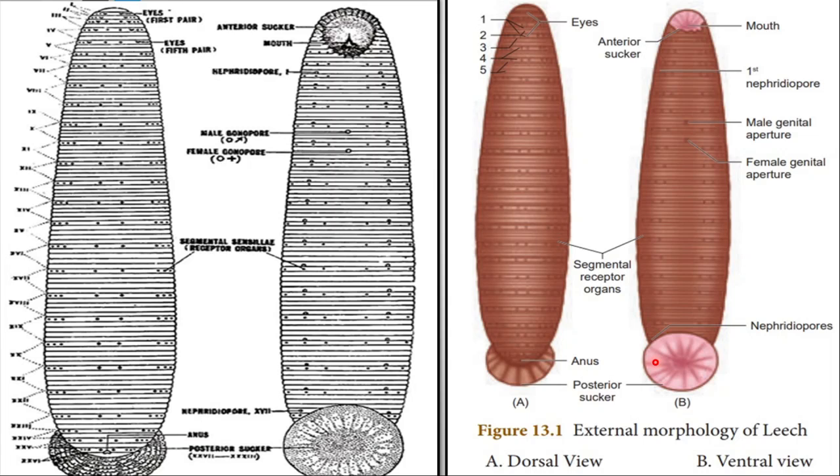So these are the external features of cattle leech. Now we will go through the points on the next slide. So let's start.